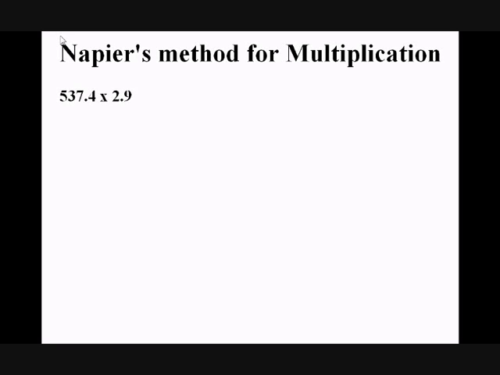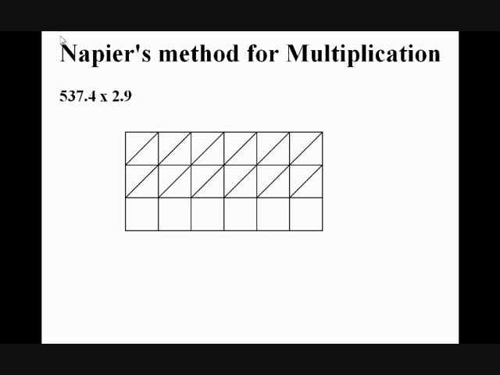What Napier did was he gave us an idea for a grid, which looks like this one below. Notice that there are enough columns for all the numbers, in this case there are a couple more, and there are enough rows for the number of the second half. It doesn't matter which way round you do it. Putting the numbers on like this, 537.4, with the decimal point, and 2.9, again with the decimal point, puts the numbers ready on the grid.